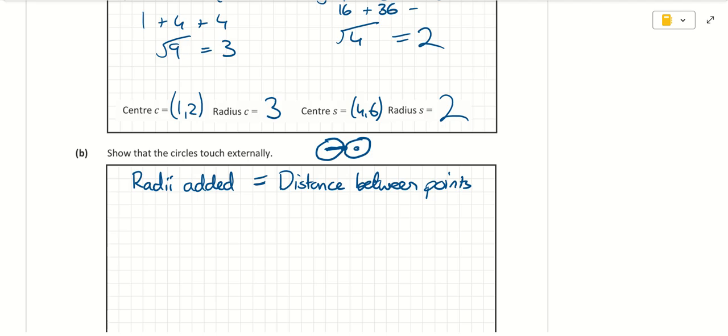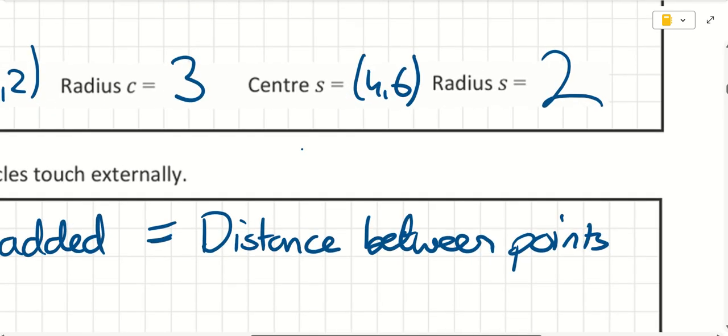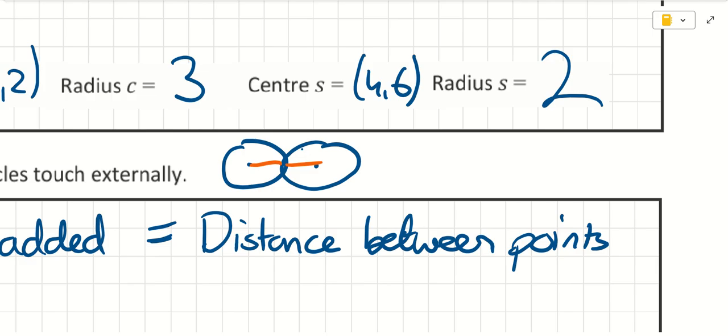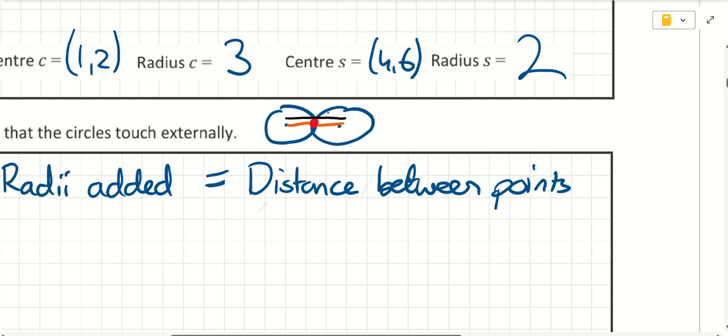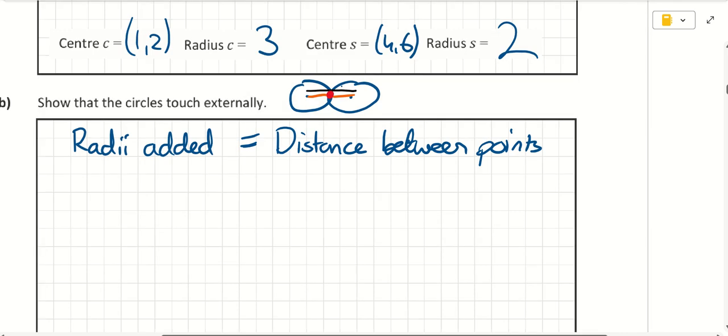Okay, so if you think about it, I should probably zoom in a bit here. So look at 2 points. You've got one radius and another radius, and you've got the total distance. These two things should be the same to show that they just touch in one spot there. So we just have to get the 2 radii.